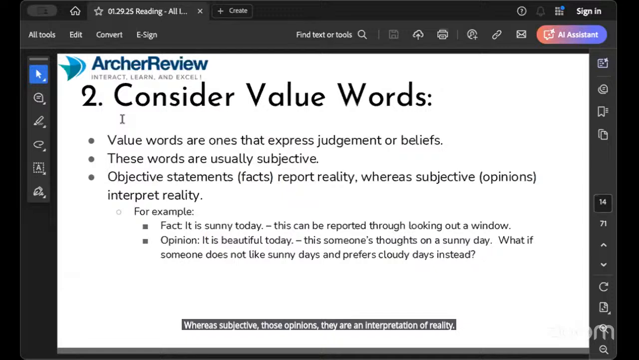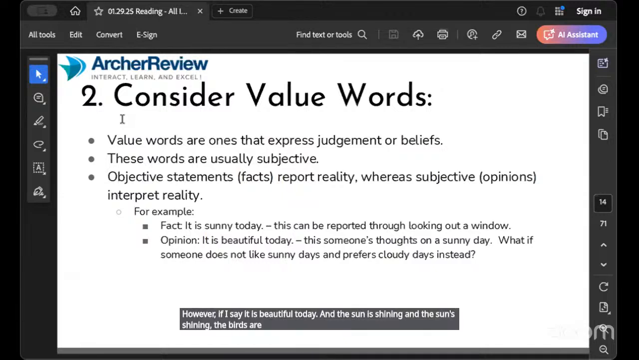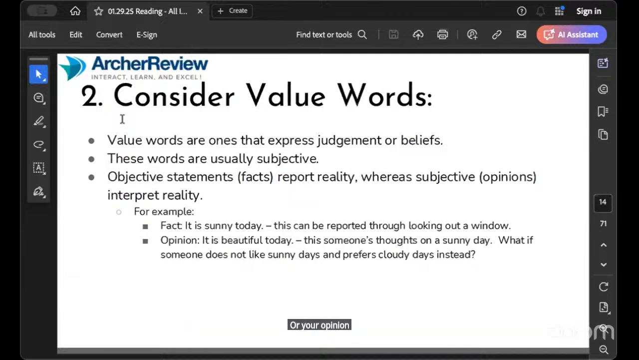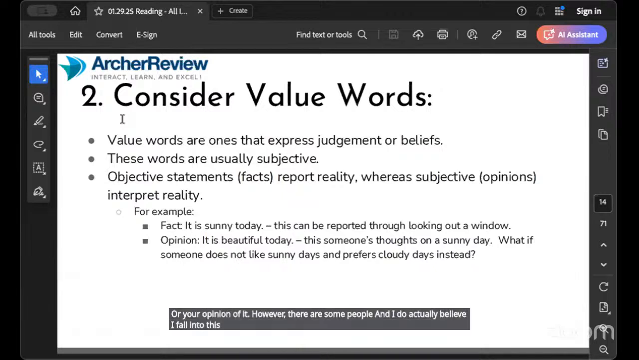So, for example, if I say it is sunny today, well, that's a fact. I can go look outside and I can see if it's sunny. However, if I say it is beautiful today, the sun is shining, the birds are chirping, and I say, "Oh, it is so beautiful today," well, that's my opinion of it or your opinion of it. However, there are some people, and I do actually believe I fall into this category, that find themselves more at peace and find a rainy day to be more beautiful.